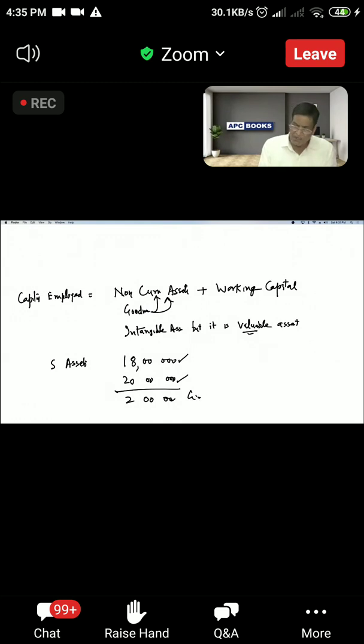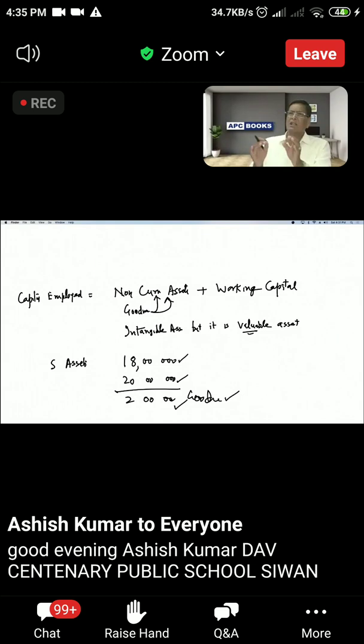We have purchased goodwill of 2 lakh. It is purchased goodwill. It shall appear in the books and it is a valuable asset. It will be added to non-current assets.